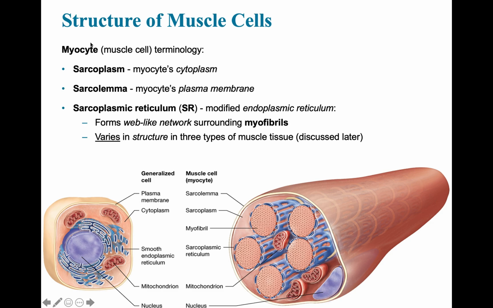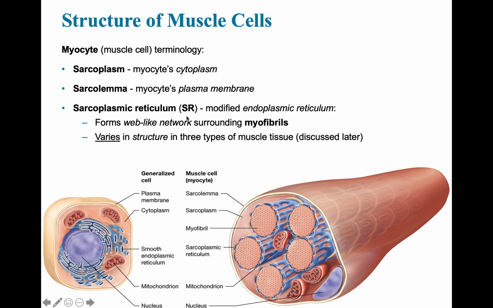All right, myocyte. So that's muscle cell terminology. Myo meaning muscle, cyte meaning cell. And so let's talk about the features of muscle cells. So sarcoplasm: sarco means flesh, and usually that means muscle. So anytime you see sarco, it's meaning flesh, or think muscle. So sarcoplasm, this is the cytoplasm of a muscle cell. Sarcolemma, this is the plasma membrane of a muscle cell.